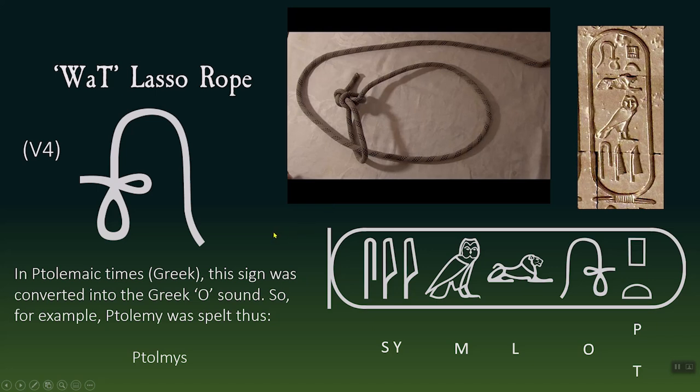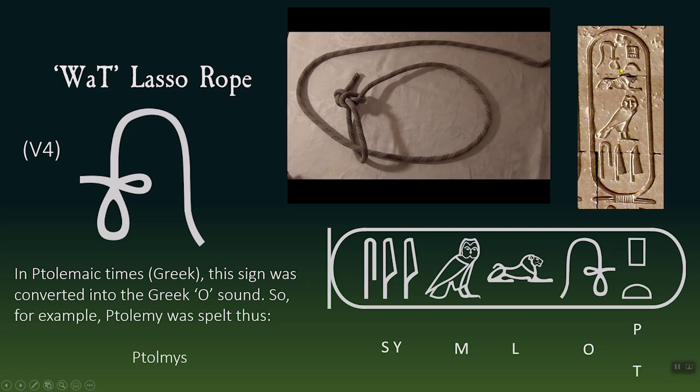And then we have here wat, which is the lasso rope. Now, this is significant because this particular hieroglyph evolved over time. You can actually see it depicted up here in this example. In this case, we have P, T, and then here would be wat. Now, in the Ptolemaic period, it was converted to an O sound because, again, like the L, the Egyptians didn't have an O sound in their writing. So to write the name of Ptolemy, they needed to change this wat hieroglyph into an O hieroglyph.